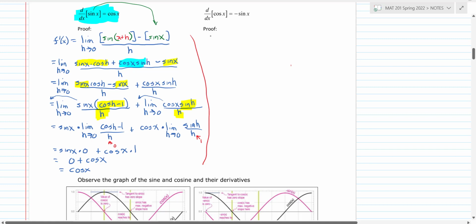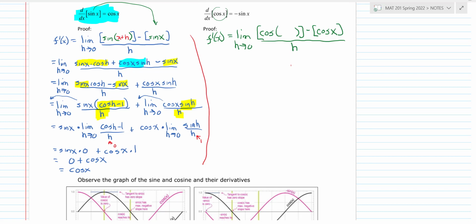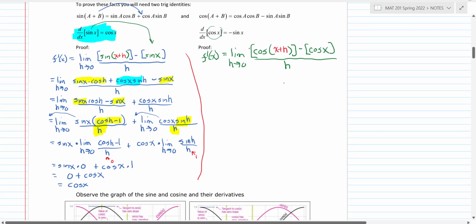Okay, the next one I'm going to do the same way. We're going to start off with f prime of x. We're going to set up our limit as h goes to 0. Again, I like to write 2 brackets, and then all over h. And then again, whatever we're doing a derivative of goes in the second bracket, so it's cosine x. What goes in the first bracket is f of x plus h, so just change the x to x plus h. Okay, so we're going to have that, and then we're going to have to pull out this identity.